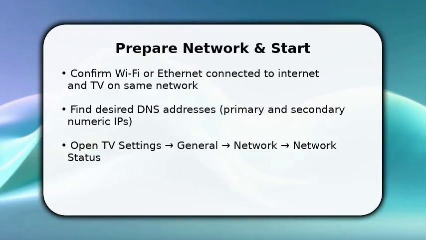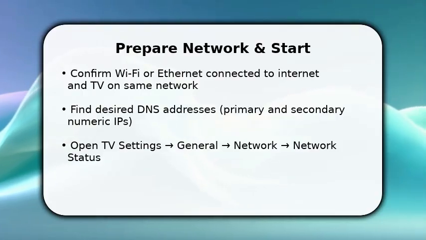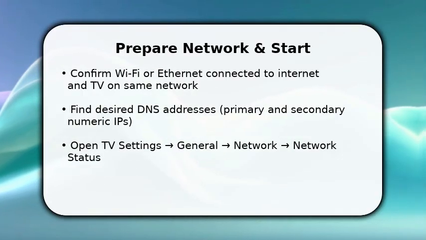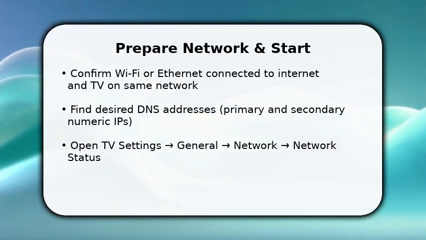You start by confirming the TV is online. If you see no internet, fix that first. Once done, note the DNS numbers you want to use, primary then secondary, because you'll enter exact IPs.